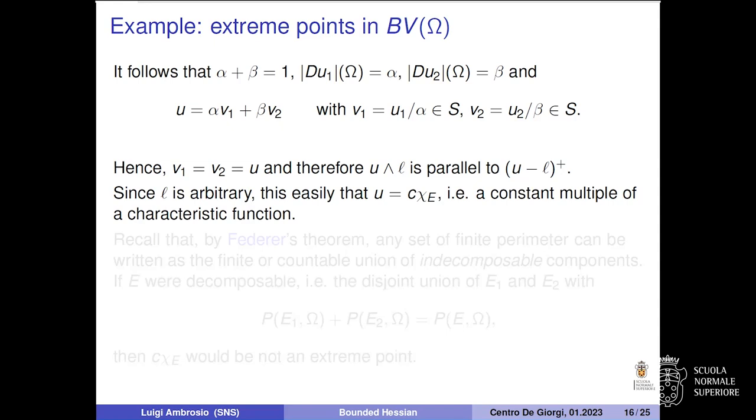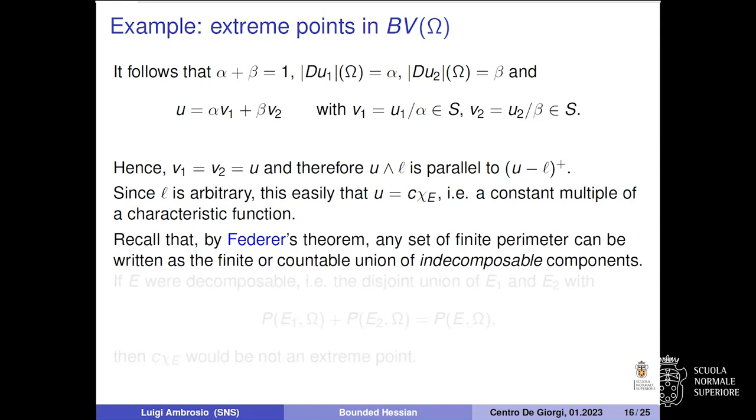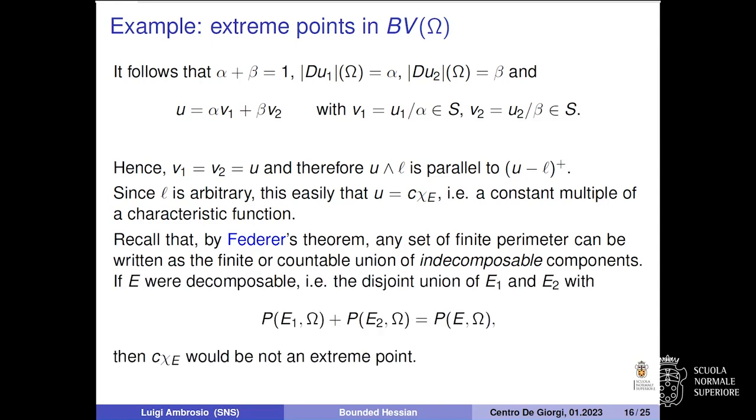And then the last part is more geometric measure theory, due to Federer. Once we know that you have this structure, there is a general theorem due to Federer saying that any set with finite perimeter can be written, like open sets in topology in some sense, as a finite or countable union of indecomposable components. Decomposable means that you can write a set E as a disjoint union of two sets in such a way that the perimeters add.